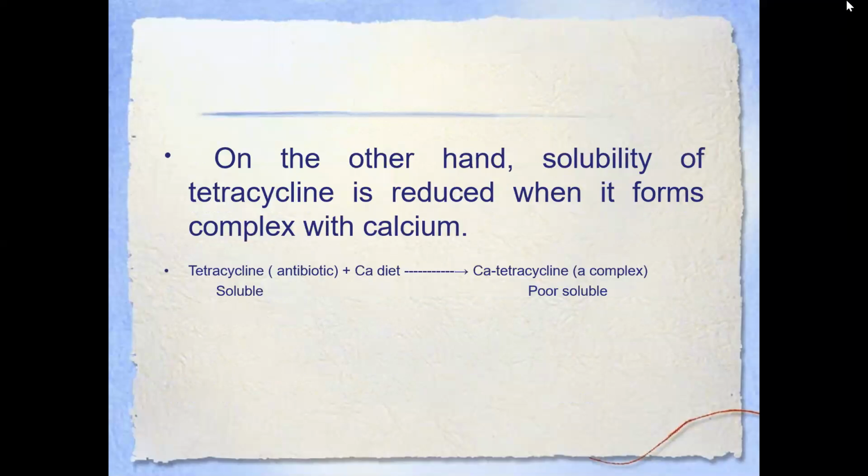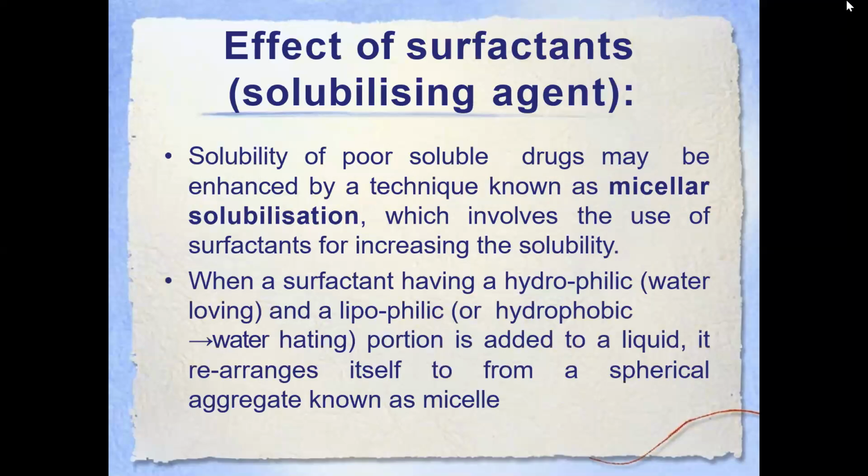On the other hand, the solubility of tetracycline is reduced when it forms a complex with calcium. Calcium may be part of the diet or another OTC drug or medication. That calcium combines with tetracycline and is converted into calcium tetracycline, which is a poorly soluble complex. So calcium reduces the therapeutic activity of tetracycline.